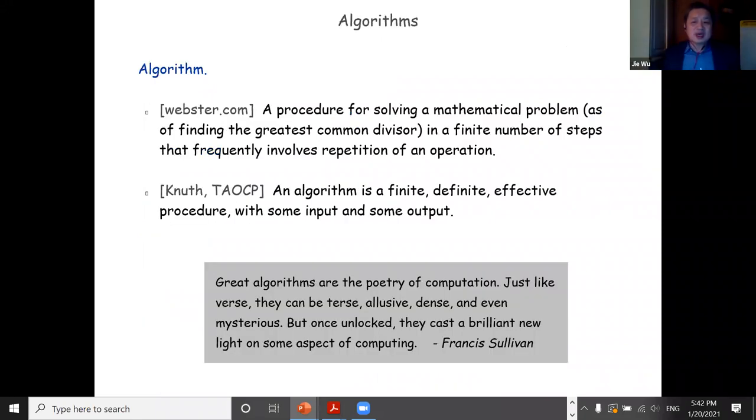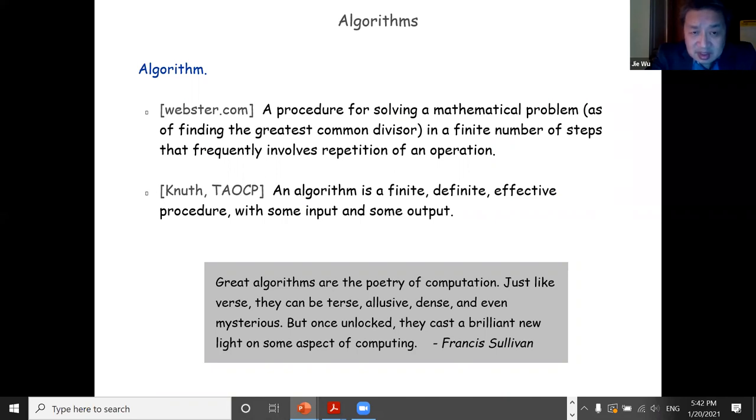Let's first talk about what an algorithm is. There are many definitions. In a simple way, if you look at the dictionary, it's a procedure for solving a mathematical problem in a finite number of steps that frequently involve repetition of an operation. So it's just step-by-step problem solving.